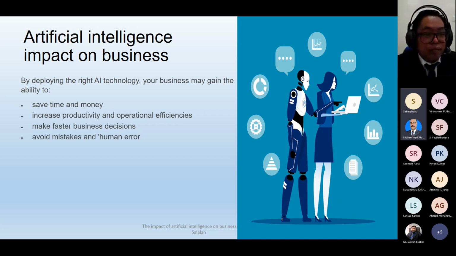How can we avoid the mistakes and human error? Basically, by using artificial intelligence, and of course we have to provide the right protocol, the right AI system that needs to be set up properly. Of course, human error will still be there, but at least we'll minimize those kinds of mistakes when AI is there in your businesses.